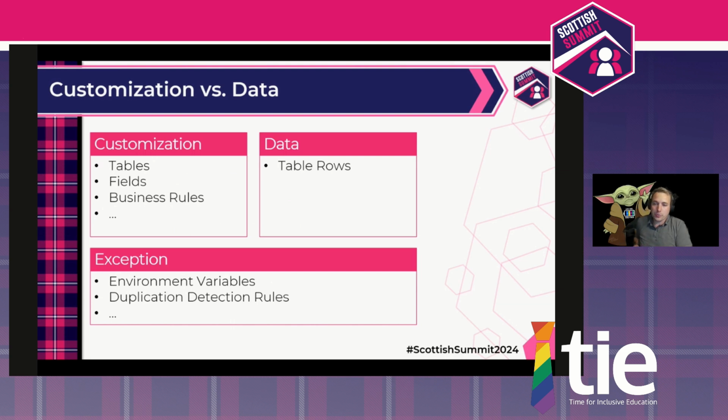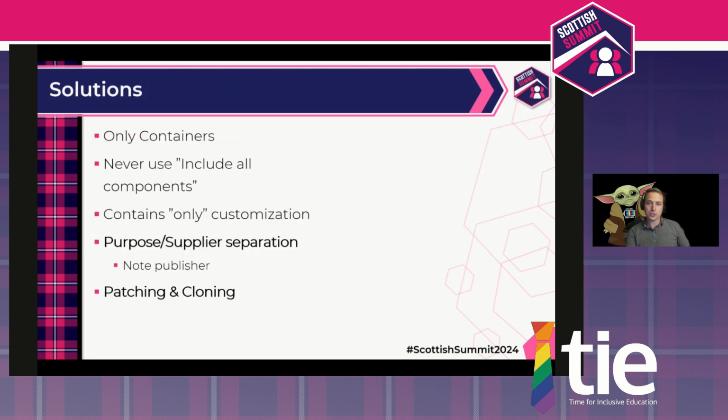There are some exceptions to that. For example, environment variables and duplicate detection rules are basically just rows in a table, but Microsoft has made them solution aware. So even though those are basically just data, you can still add them to your solution, which makes it easier to move them from one environment to the other, obviously.